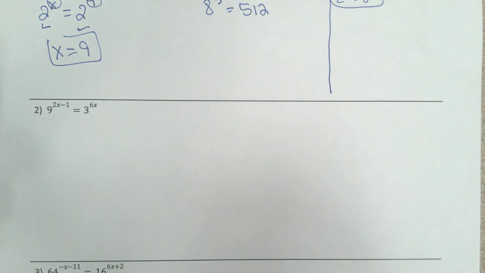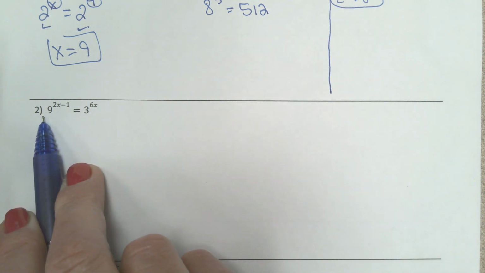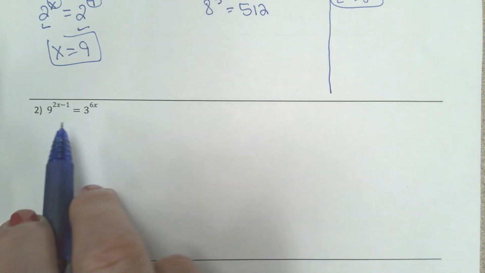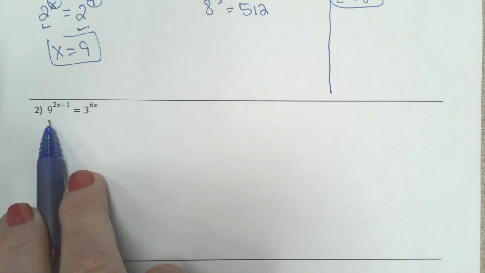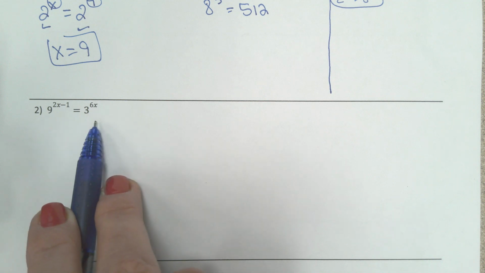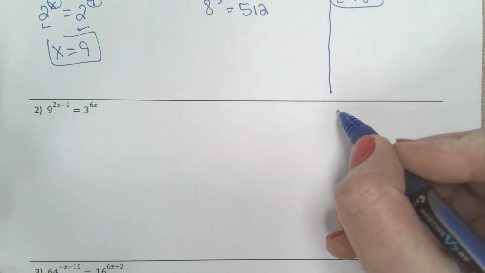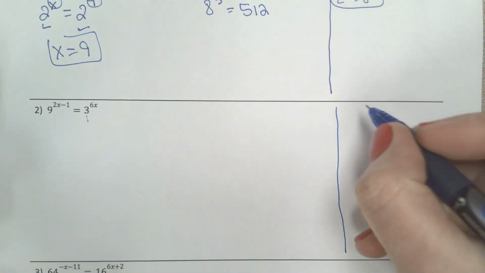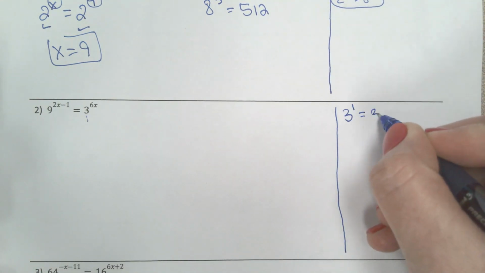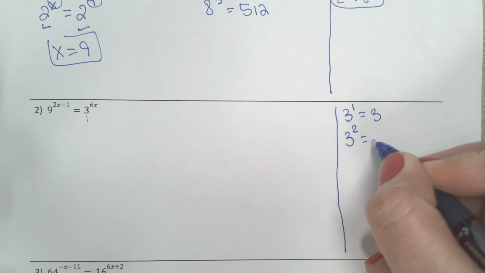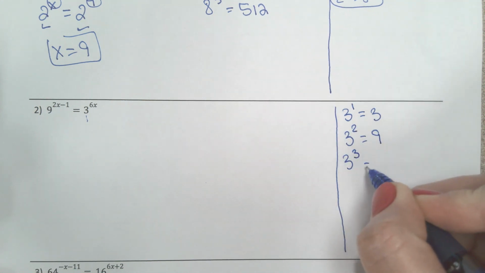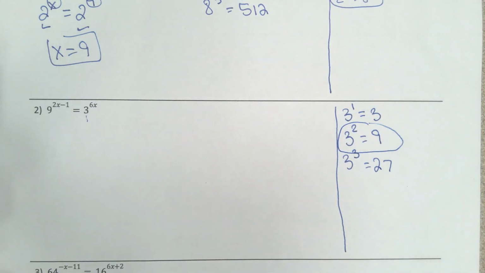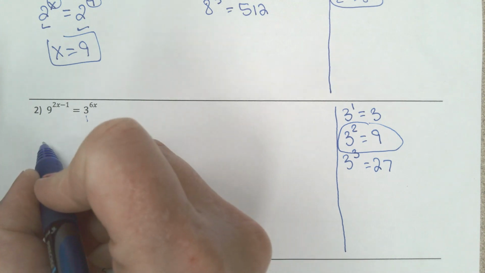The next one, I have 9 to the 2x minus 1 equals 3 to the 6x. So you generally want to look at the big number and ask yourself, can I rewrite that using a smaller base? Can I rewrite that as 3 to some exponent? So 3 to the 1 is 3, 3 to the second's 9, 3 to the third is 27. All right, so 3 to the second equals 9, so that's my winner here.